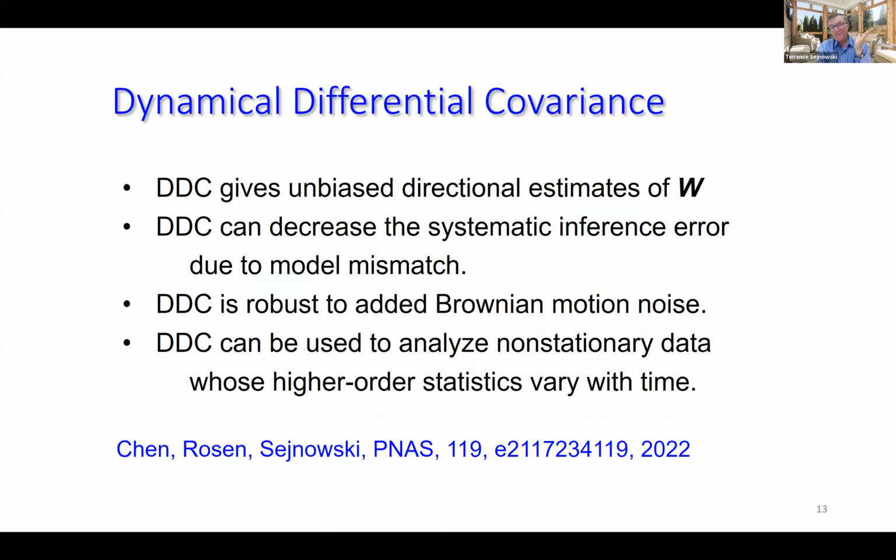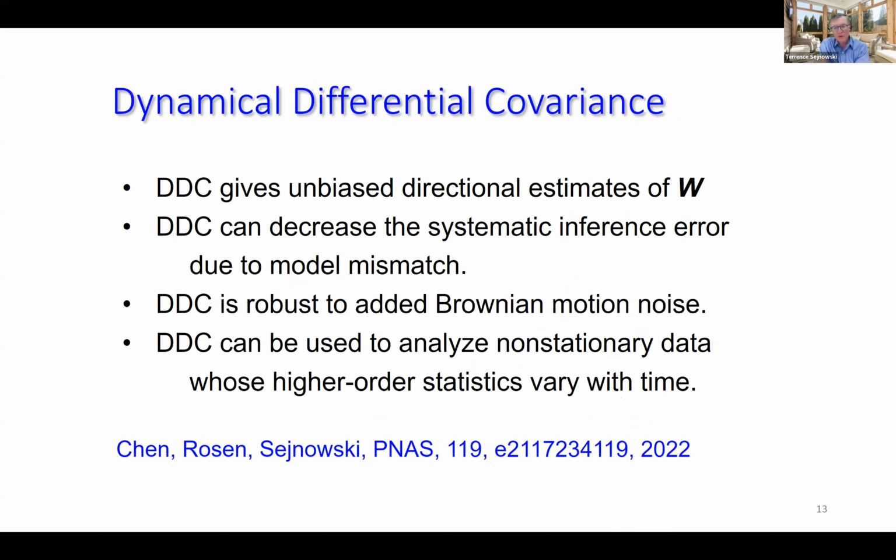Okay, well, that's my 10 minutes, but let me just summarize. So first of all, this is a method that gives unbiased directional estimates of W, which can be very useful if you're interested in causality. DDC can decrease the systematic inference error due to model mismatch. It's very forgiving. Even a simple linear model actually works extremely well with the fMRI data.